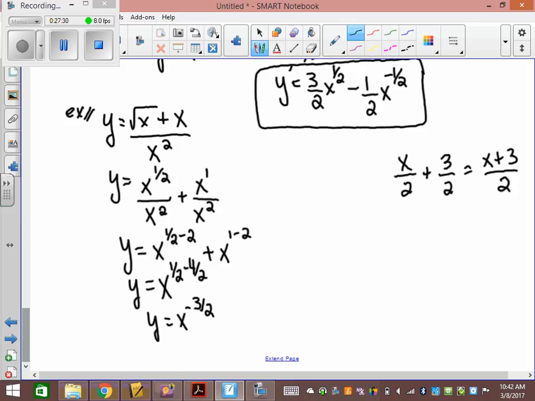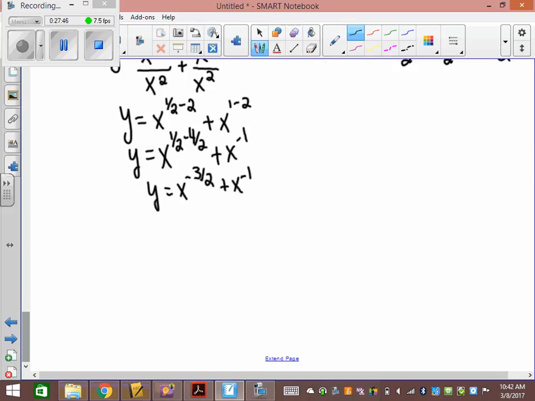And then plus x to the negative 1. Do you see how people would box this and move on? But you still haven't found the derivative. You've just put it into a form that you can now do the power rule with. So now I can do the power rule.